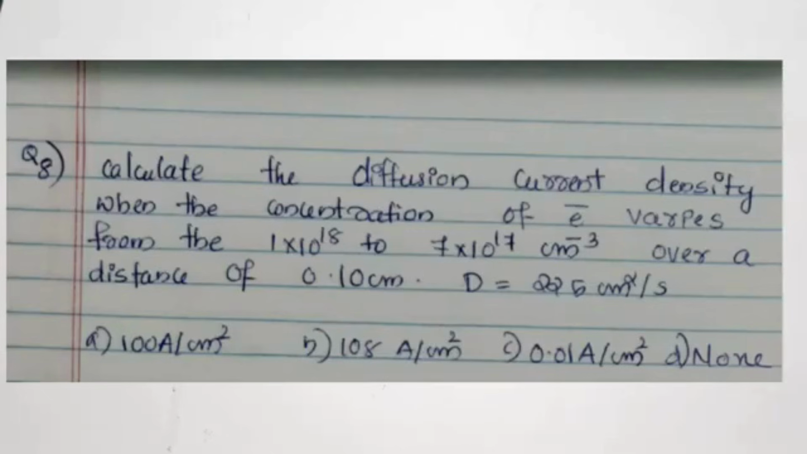Calculate the diffusion current density. That is, we need to find the current density in this question. It is again a numerical question. Calculate the diffusion current density when the concentration of the electron varies from 1 into 10 raised to 18 to 7 into 10 raised to 17 centimeter raised to minus 3 over a distance of 0.10 centimeter, and the diffusion constant D is given as 225 centimeter square per second.